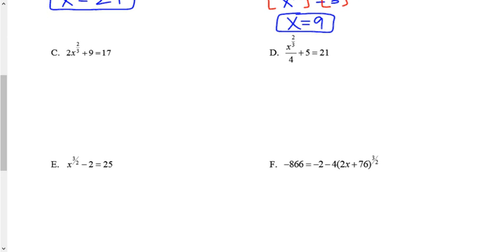For C, I have 2x to the power of 2/3 plus 9 equals 17. Very similar to the one we just did. I'm first going to subtract 9. So don't divide by 2 first. You're first going to subtract 9. Then that leaves me with 2x to the power of 2/3 equals 17 minus 9, which is 8. All right, one more step to get x to the 2/3 power by itself. I divide by 2. So x to the 2/3 power equals 4.